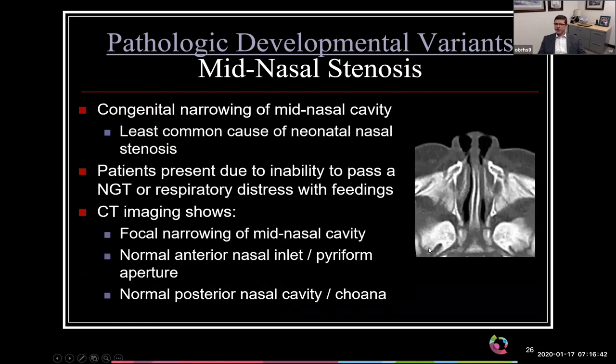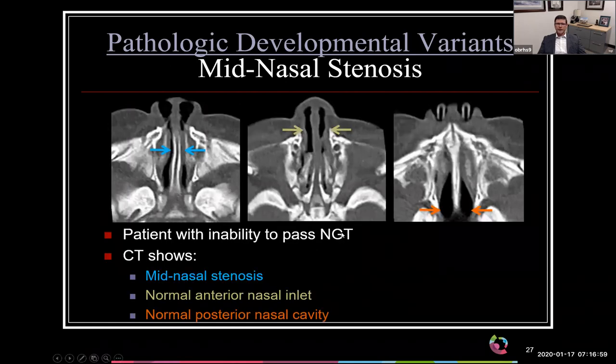Midnasal stenosis, as we go back to the midnasal cavity, is actually the least common congenital cause of nasal stenosis. So what you're going to see is narrowing of the midnasal cavity, but the anterior bony inlet or piriform aperture is going to be widely patent, as is the posterior nasal cavity or choana. So here's an illustrative case where you have focal narrowing of the midnasal cavity. It characteristically will have this hourglass configuration, as you have normal widening anterior and posterior, and then you have the narrowing within the midnasal cavity. Anteriorly, the piriform aperture is normal, and posteriorly, the choana or posterior nasal cavity is widely patent.